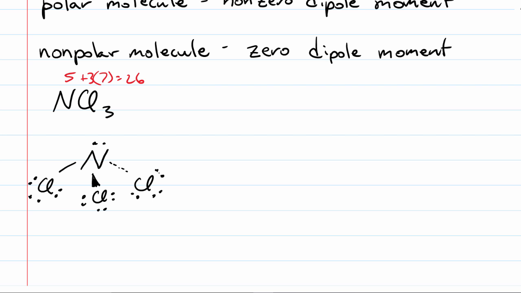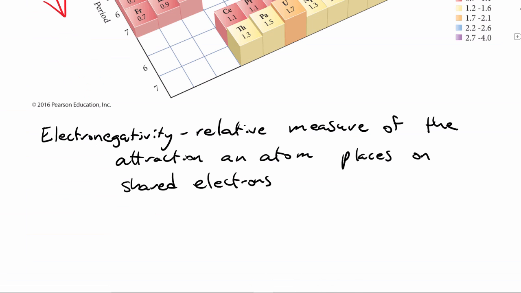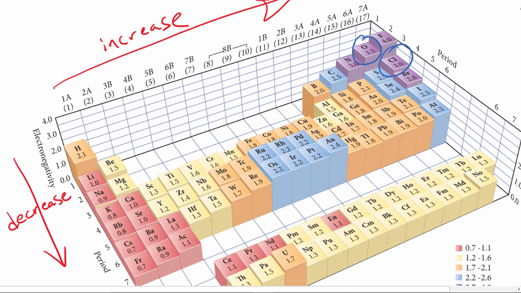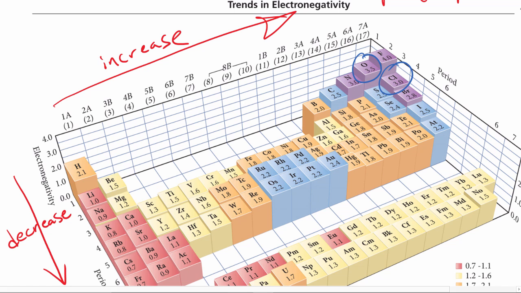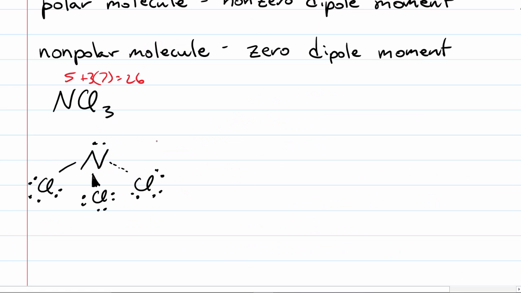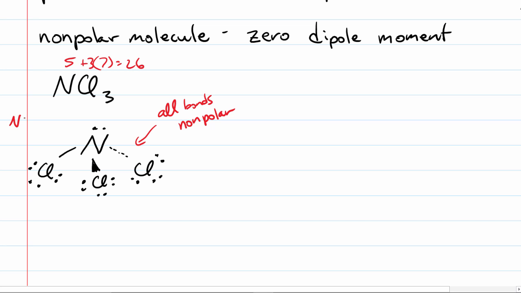Now, if we were to determine the polarity of the bonds, we'd go back to the table of electronegativities. We'd look up the electronegativity of the nitrogen and the chlorine. We see that both of these have electronegativities equal to 3. Because each one of them is equal to 3, we say that all of the bonds here are nonpolar. And again, this is because the electronegativity of nitrogen is 3.0, and the electronegativity of chlorine is 3.0 as well.